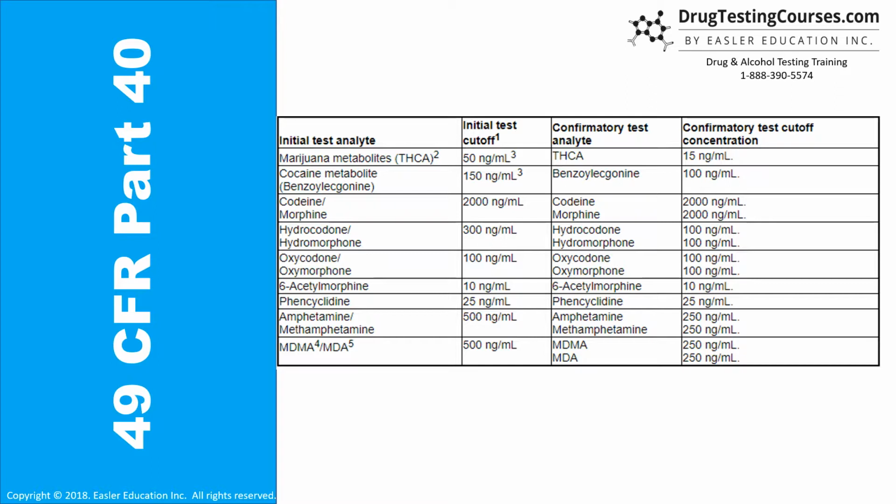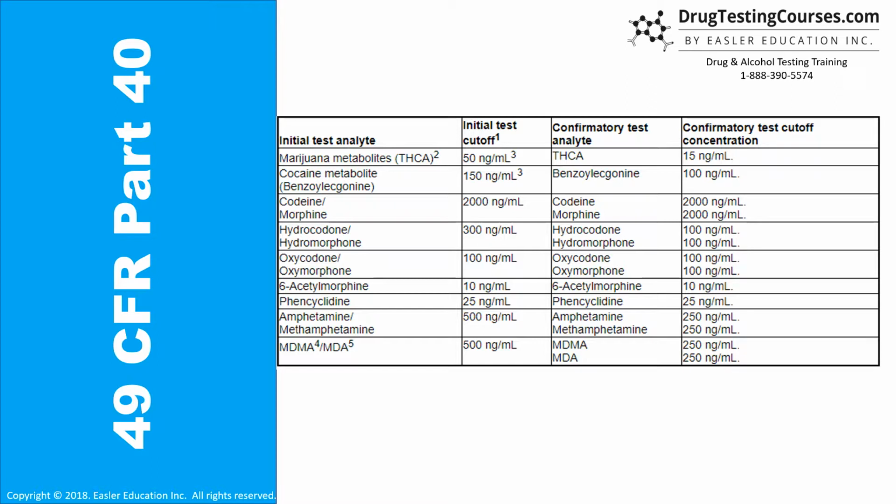6-acetylmorphine, 10 nanograms per milliliter, 6-acetylmorphine, 10 nanograms per milliliter. Phencyclidine, 25 nanograms per milliliter, phencyclidine, 25 nanograms per milliliter. Amphetamine/methamphetamine, 500 nanograms per milliliter, amphetamine, methamphetamine, 250 nanograms per milliliter, 250 nanograms per milliliter.